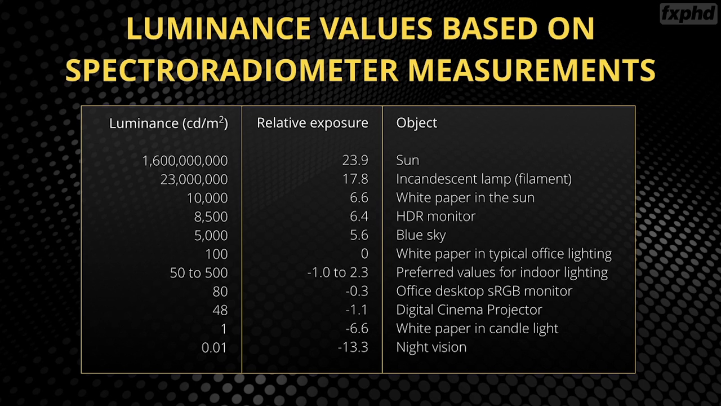Now if you take your camera and you face it up at the sun, the difference is huge. So remember, we have our white paper in the sun. The luminance of the sun on the white paper gives you a luminance value of 10,000. Pointing the camera at the sun itself, if you could measure it, will give you a luminance value of 1,600 million candela per square meter. So it's absolutely huge, the difference between the blue sky at 5,000 and the sun itself.